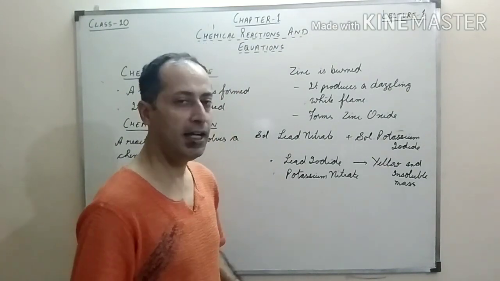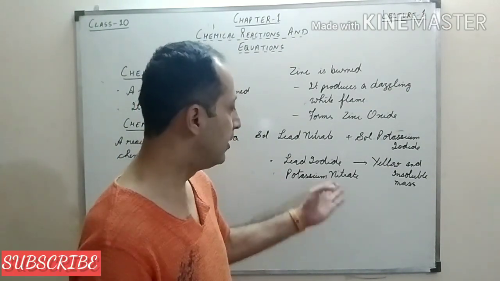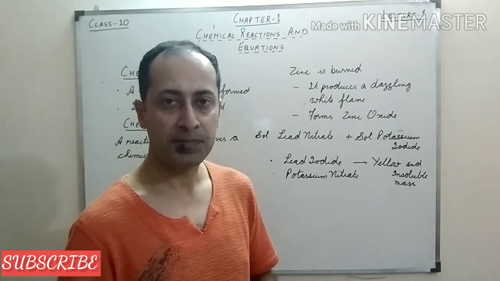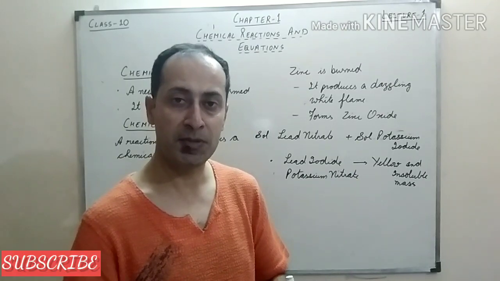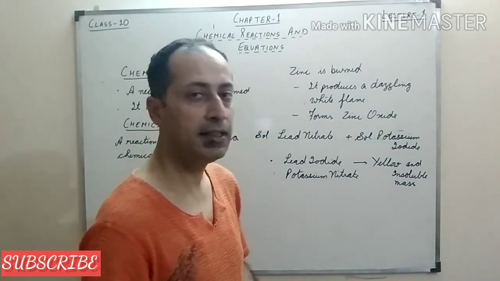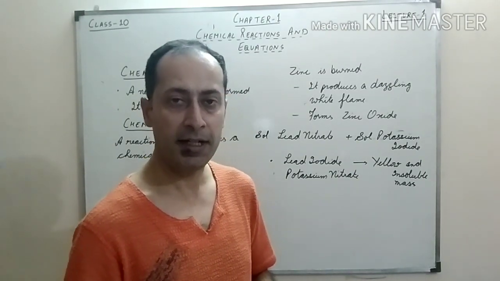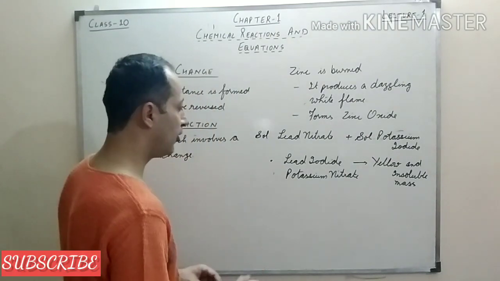So lead iodide and potassium nitrate. The solution which is left is of potassium nitrate, and the insoluble substance which is formed is the lead iodide, right? Let's take another example, a very common example.